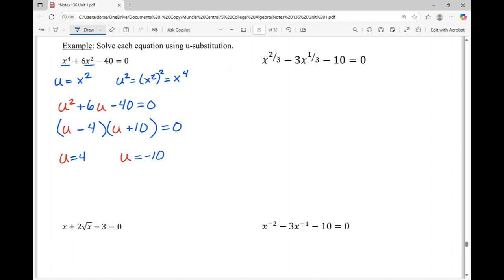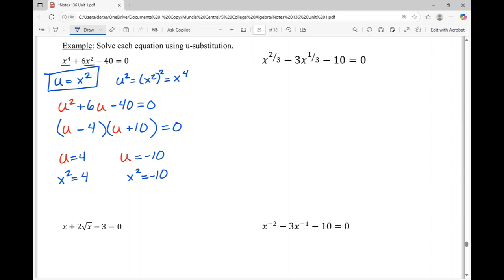But remember, it's not all about u. u is not what we were looking for here. We were looking for x. So go back to that original equation for u. What was u? u was x squared. So we need to substitute the x squared back into both of these equations, and we need to finish solving for x.